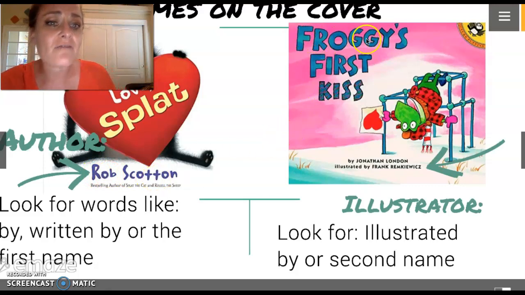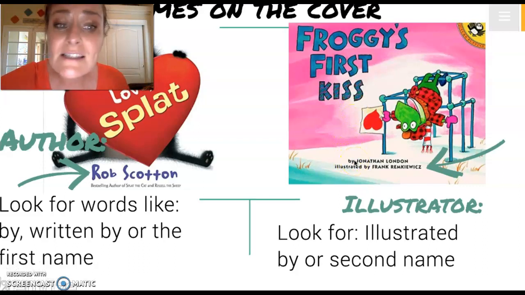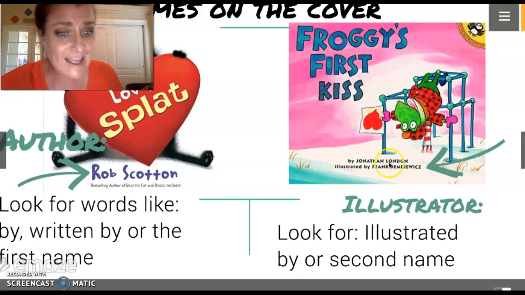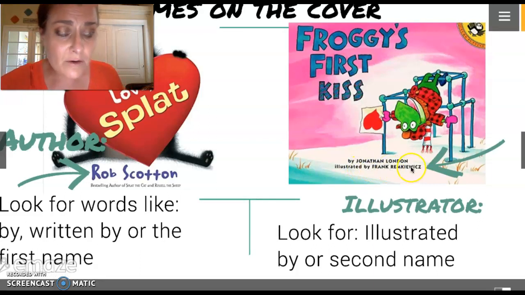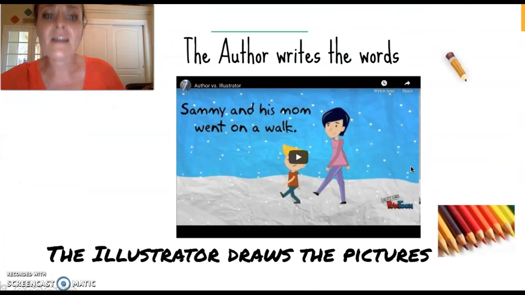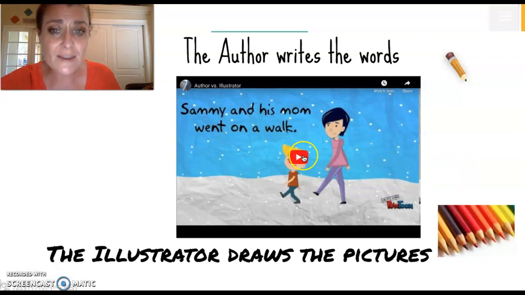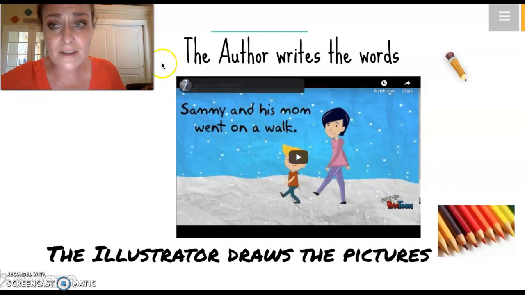But if we look over at Froggy's First Kiss, it says by. That lets us know who the author is, by Jonathan London. And then it says illustrated by Frank Merkowitz. That's the illustrator. The author writes the words to the story. The illustrator draws the pictures. So let's watch this quick video to let us know how they impact the story.